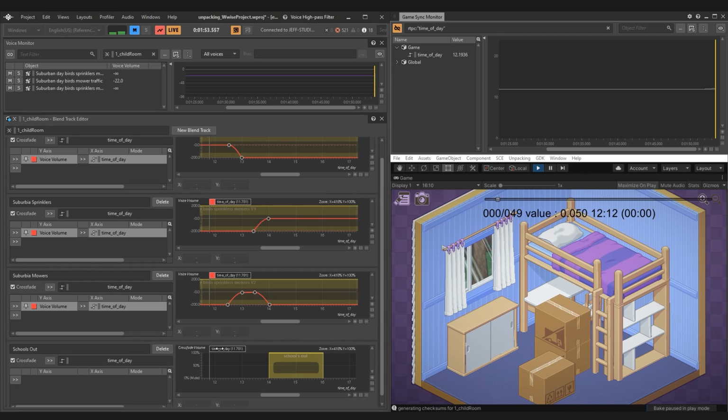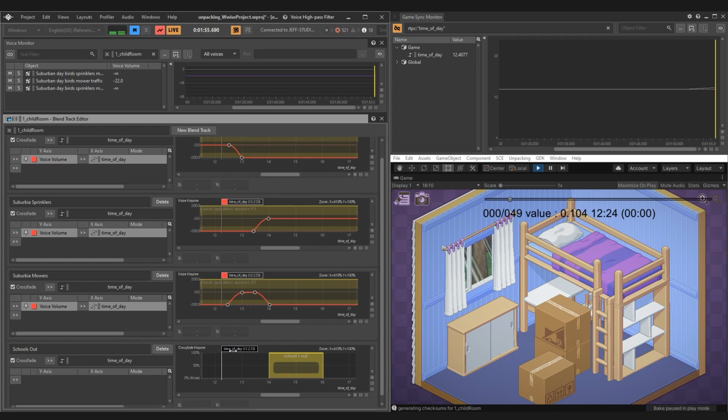Tim, the programmer on Unpacking, added the concept of the time of day. So say in the initial level, the child's room, imagine they arrived late morning and starting moving into the house. And as you're putting stuff away, the afternoon starts to happen, like at about 3 p.m., to give that sense of time of day from an audio point of view.